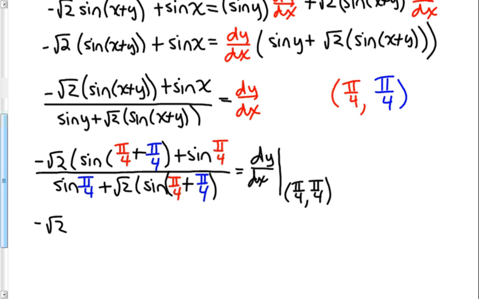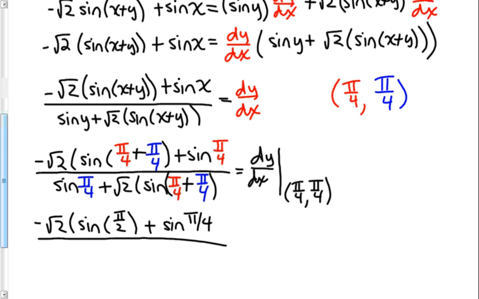Negative square root of 2 times the sine of pi over 4 plus pi over 4 is 2 pi over 4, and 2 pi over 4 is really just pi over 2. And on the bottom, we have a sine of pi over 4 plus square root of 2 times the sine of pi over 2. So let's go ahead. I'm just going to put a little equal sign here and continue on.